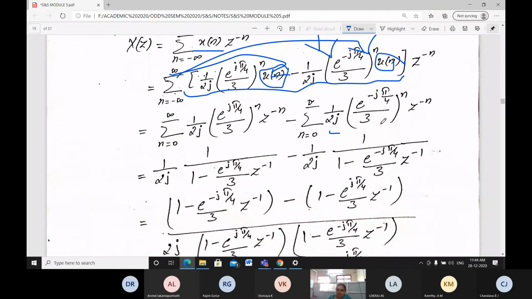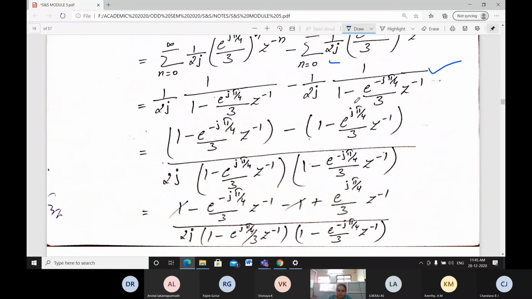After this, by using the formula, you substitute and you will be getting 1 divided by 2j, 1 divided by 1 minus e raised to j pi by 4 divided by 3 z inverse. In the same way, minus 1 by 2j, 1 divided by 1 minus e raised to minus j pi by 4 divided by 3 z raised to minus 1, you will be getting. Then this 1 by 2j is taken commonly. Observe here, here it is written.